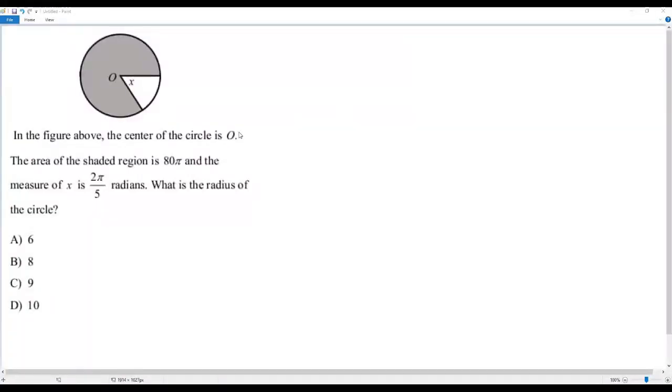Here we have a SAT math problem. Okay, let's go over the question. In the figure above, the center of the circle is O, the area of the shaded region is 80 pi, and the measure of x is 2 pi over 5 radians. What is the radius of the circle?